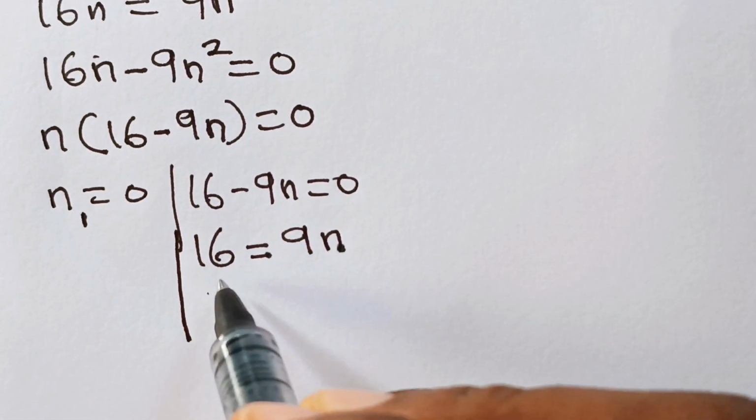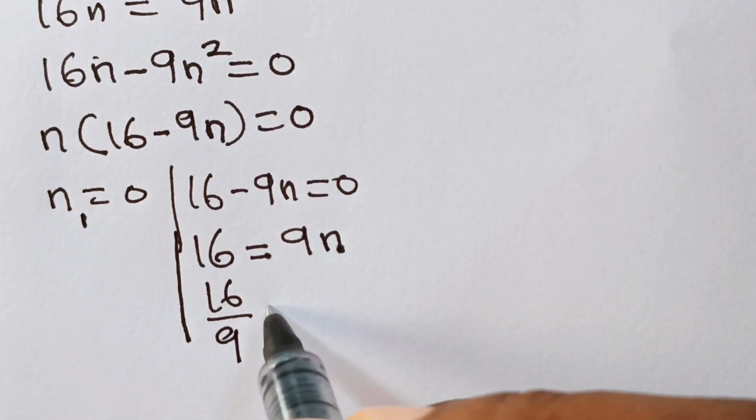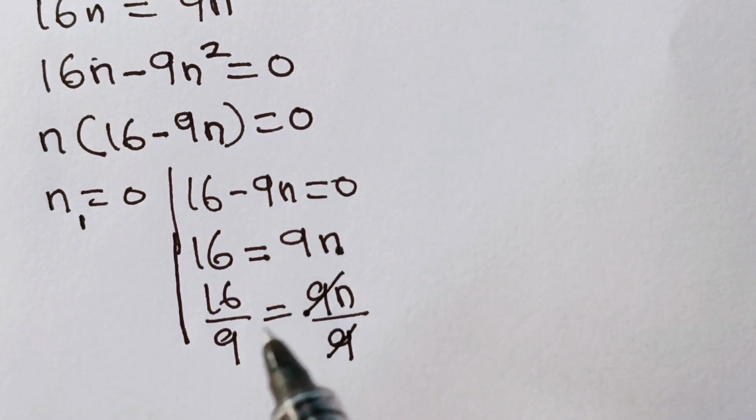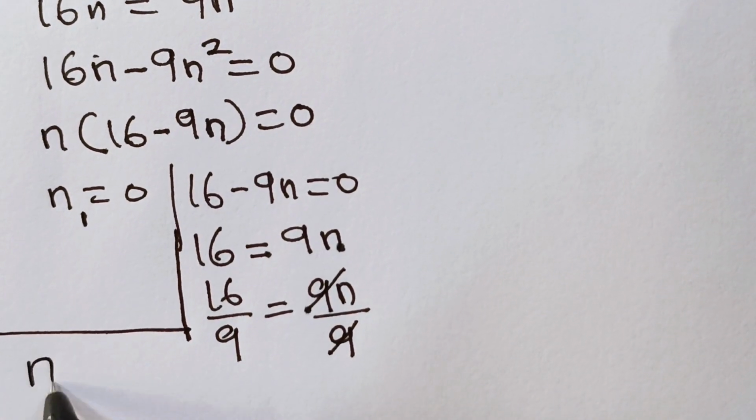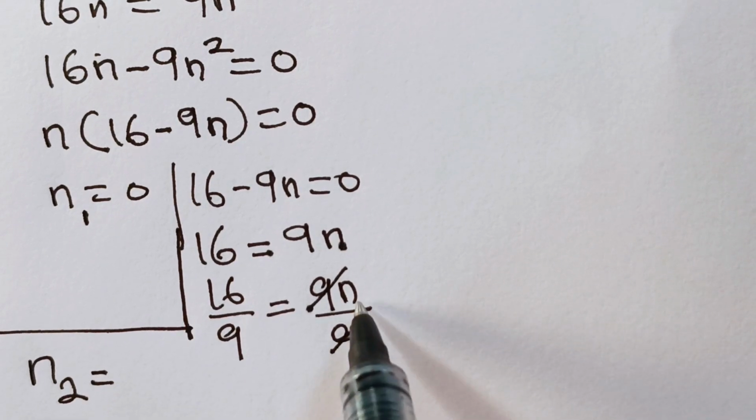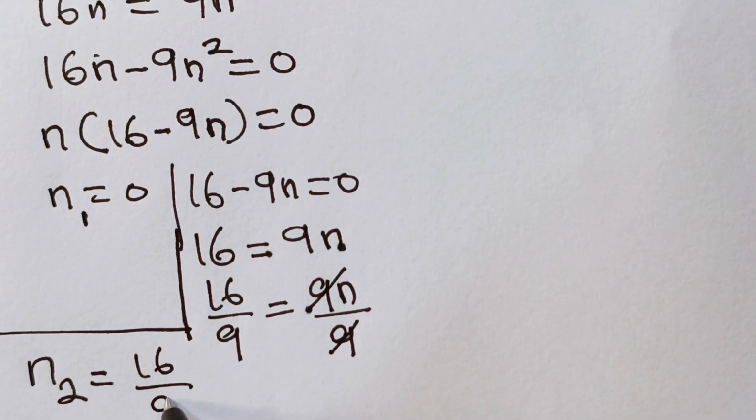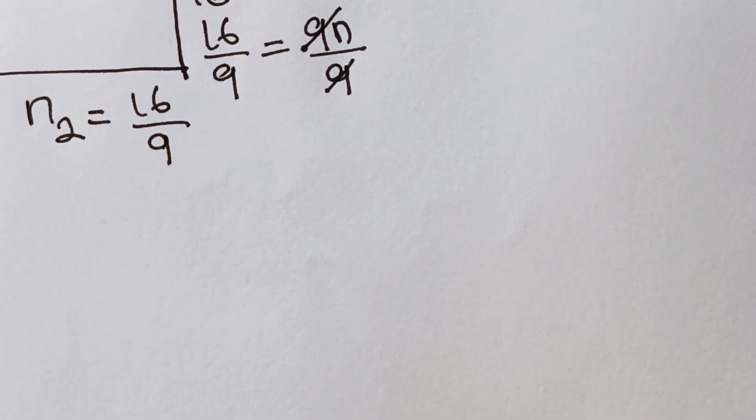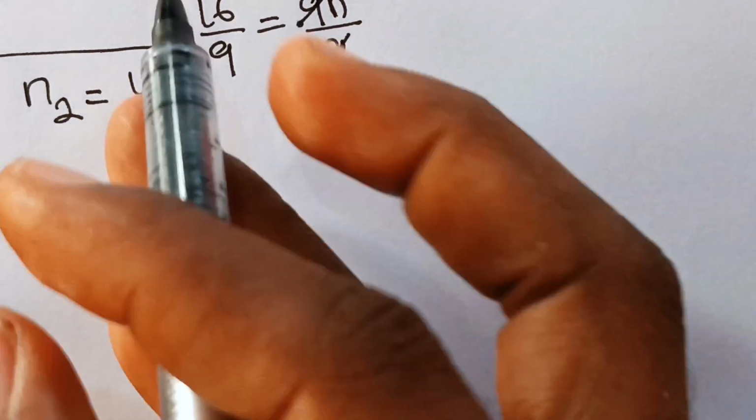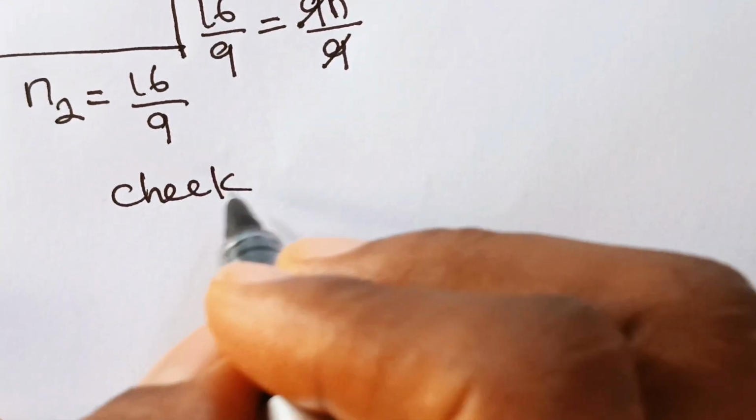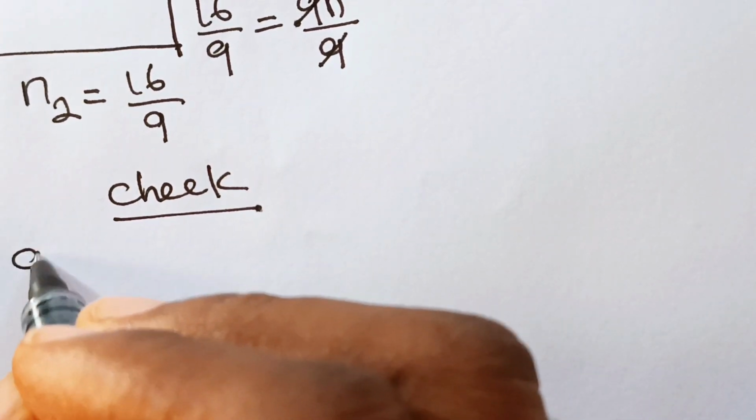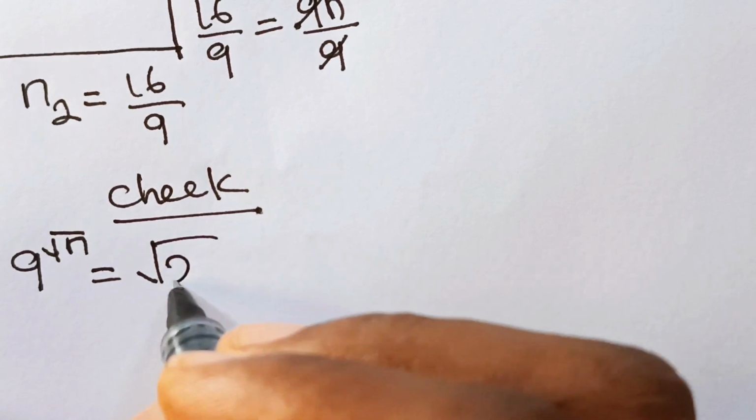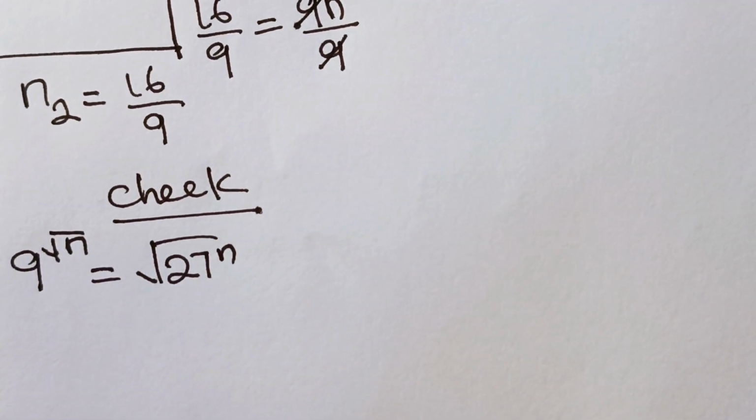By 9. So we are going to have 16 divided by 9 is equal to 9n divided by 9. Now this will cancel this, and we have that the second value of n is equal to 16 over 9. Now to the most important and the most interesting aspect of this video, let's check our values. Check. The question says 9 raised to the power of root n is equal to square root of 27 raised to the power of n.